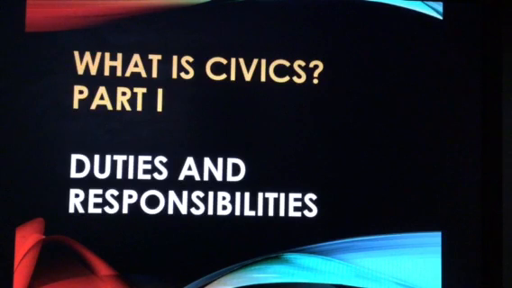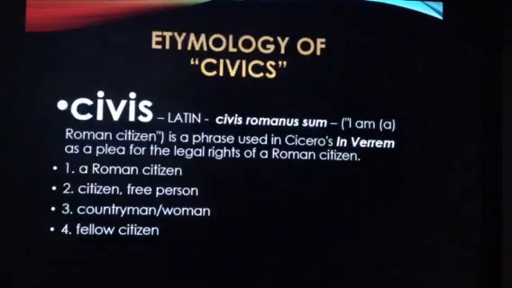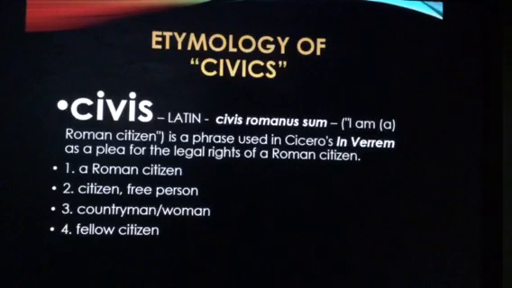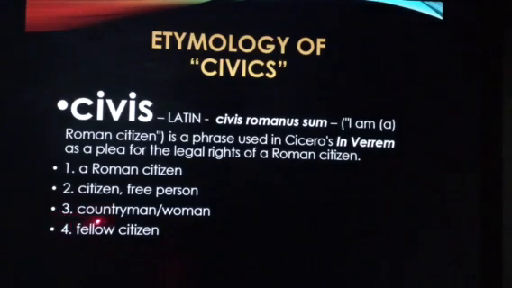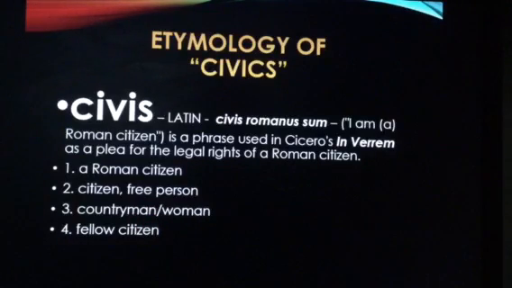Let's first examine the etymology of the word civics, the word origin. Civics is derived from the Latin root civis, used by Cicero in the phrase civis Romanus sum, I am a Roman citizen. It was his plea for the legal rights of a Roman citizen. The word in Roman times meant a Roman citizen, a free person, countryman or woman, fellow citizen.